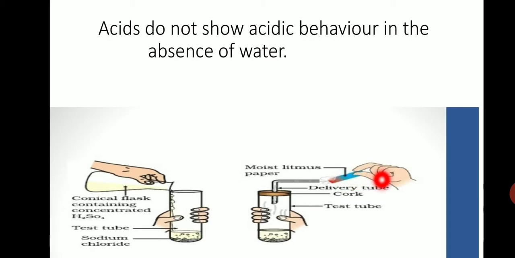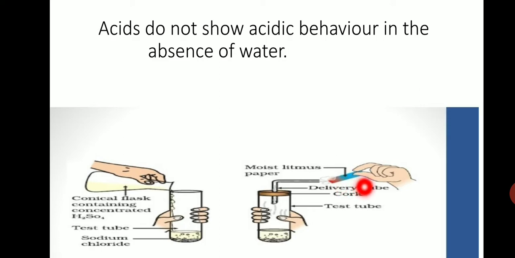Why am I bringing a dry litmus paper? We know that the gas that comes out is dry in nature, that is hydrogen chloride gas. When I show litmus paper to that gas, what happens? It will not show any color change. We know that an acid changes a blue litmus to red. I have shown a blue litmus paper. It will not show any color change.